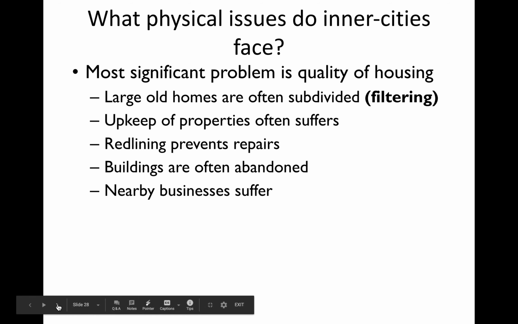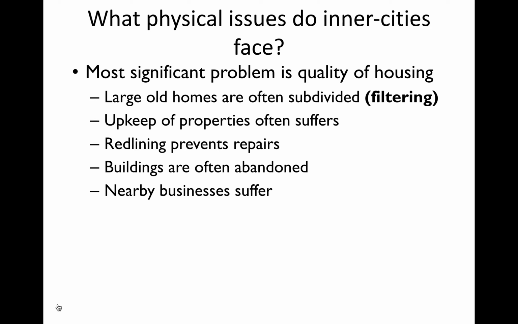What physical issues do inner cities face? The most significant problem is quality of housing. Large homes are often Victorian-style homes that were occupied by wealthier residents in the early 1900s. Now in the 2000s, they're subdivided by landlords, which is called filtering. They'll subdivide these apartments and sell the complexes to increase the revenue for the landlord.